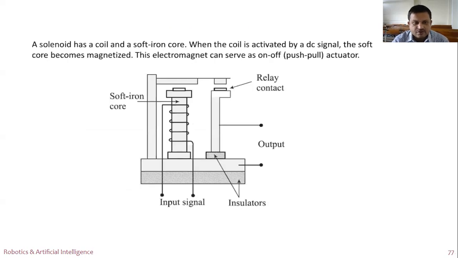See, this is the solenoid. A solenoid has a coil and a soft iron core. When the coil is activated by a DC signal, the soft core becomes magnetized. The electromagnet can serve as an on-off actuator.